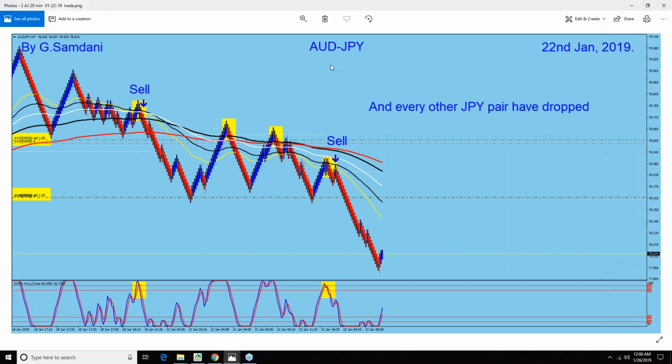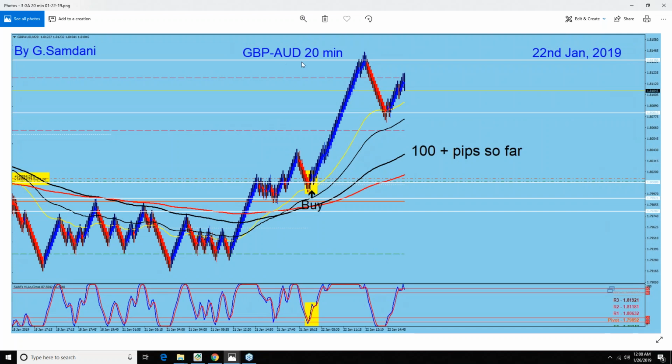Then you can have this Aussie yen short. I took this one and this one, 22nd January. This is the one on the 22nd, and another one is pound Aussie on the 22nd, and this went up also. So Euro Aussie and pound Aussie went up, Aussie yen went down, and I took them.